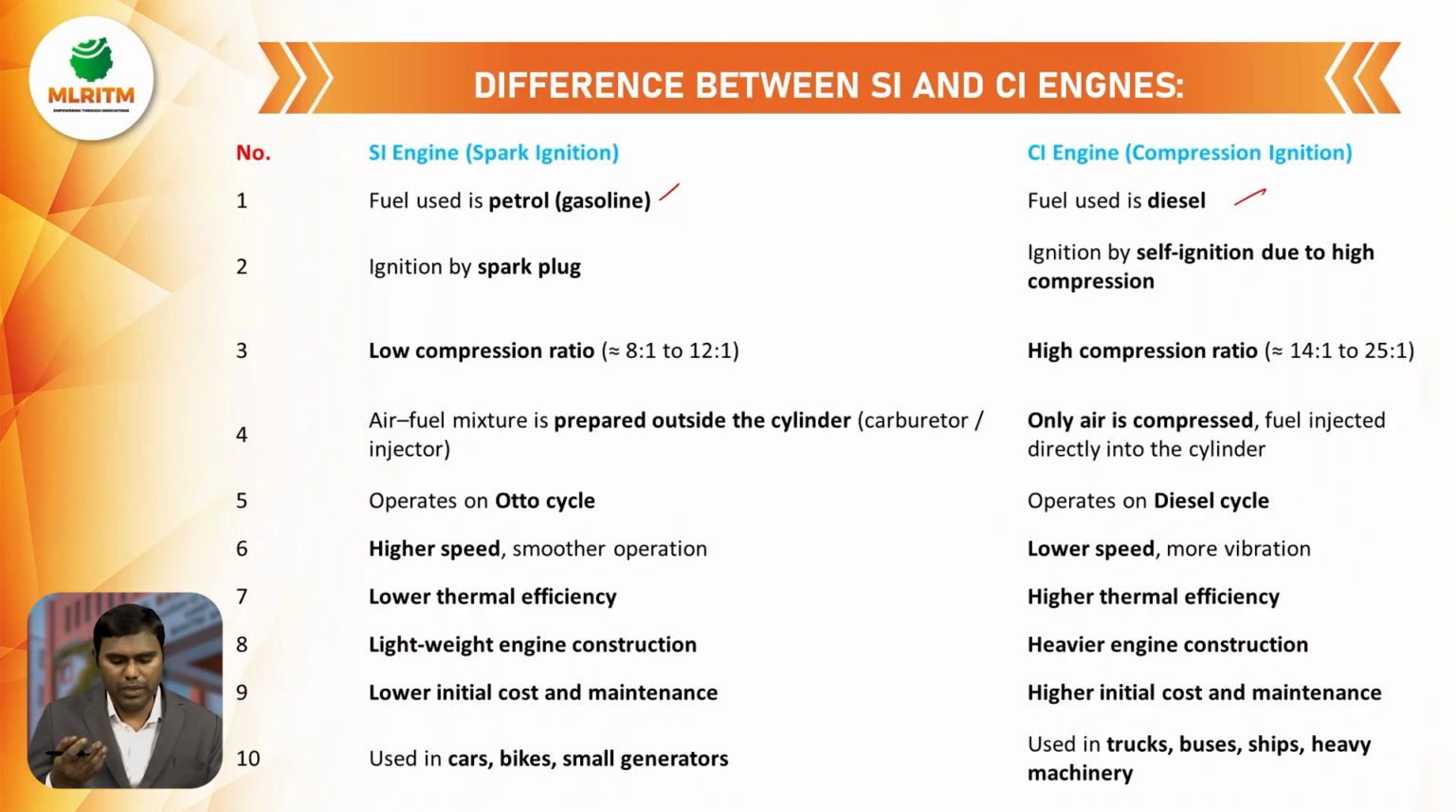Then initial and maintenance cost is more in the CI engine, and in the SI engine, maintenance cost is less. Generally, SI engines are used in cars, bikes, and small generators, and CI engines are used in heavy vehicles like buses, trucks, ships, rollers, and heavy machineries.